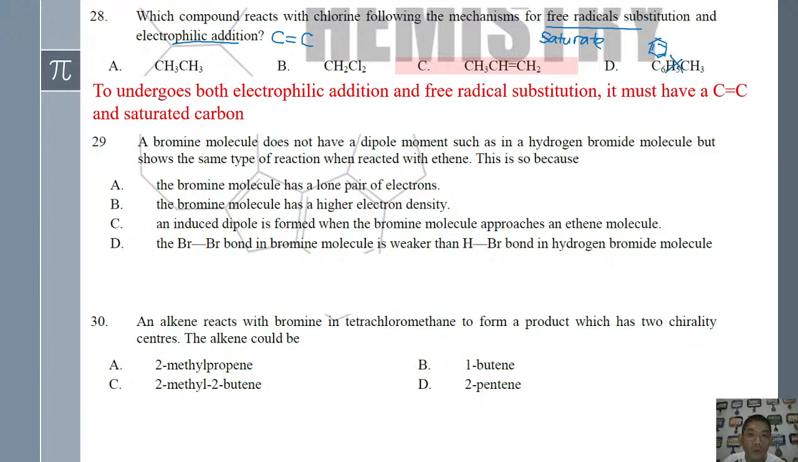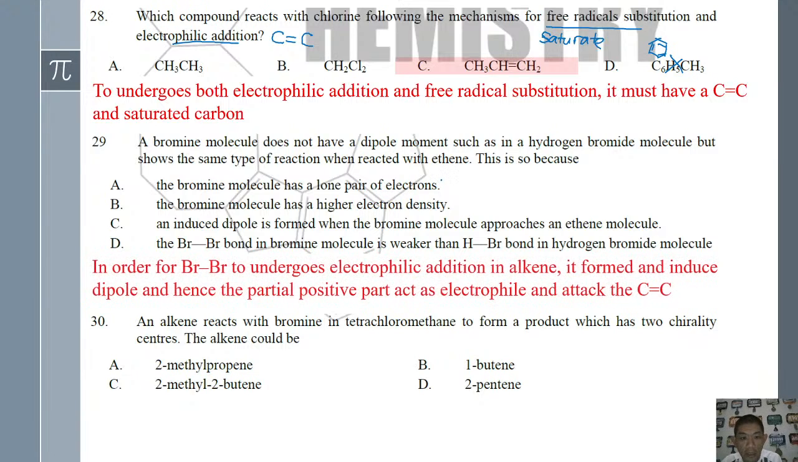29. A bromine molecule does not have a dipole moment such as a hydrogen bromide molecule, but shows the same type of reaction when reacting with ethene. So why is it so? It is because bromine molecule has a lone pair of electrons. So in here, the bromine molecule loves to undergo electrophilic addition because it forms an induced dipole, and hence the partial positive charge acts as an electrophile and attacks the C double bond C. So the best answer that best explains this statement is C.